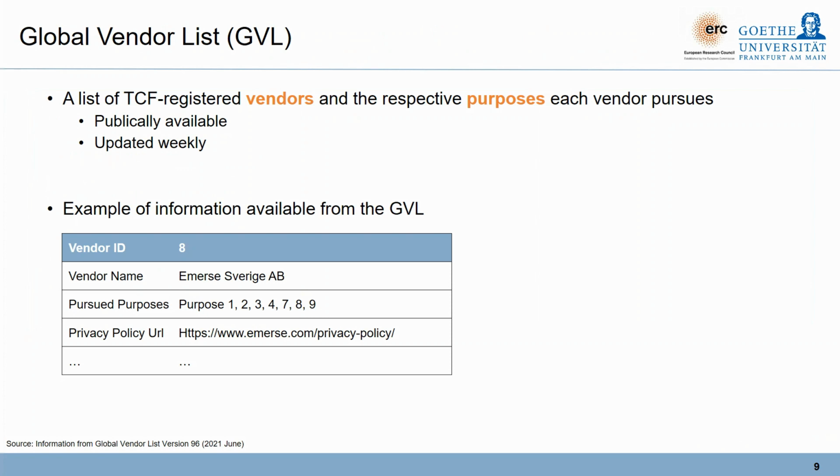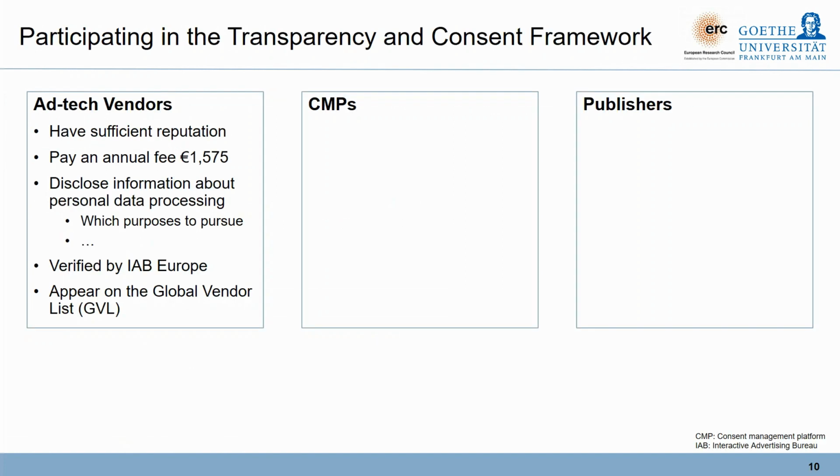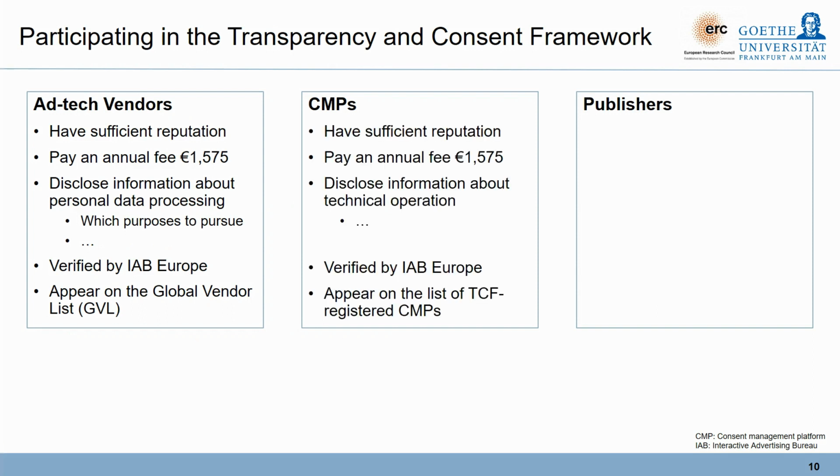This table is an example of the information available from the GVL. You can see the vendor ID, vendor name, the purposes this vendor pursues, the privacy policy URL, and much more. The procedure for consent management platforms, CMPs, to participate in TCF mirrors that of ad tech vendors. There's also a list of the TCF-registered CMPs. Publishers need to use a TCF-registered CMP and work with ad tech vendors from the Global Vendor List.